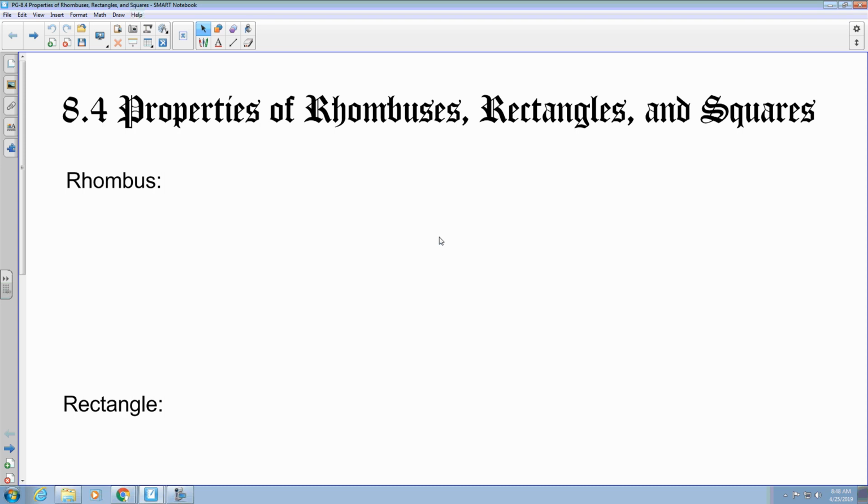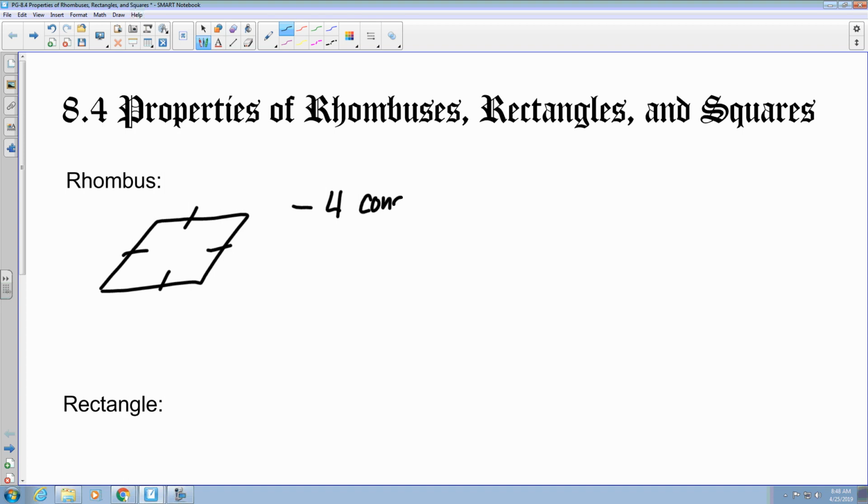So looking at a rhombus, just a quick drawing, usually people make it look like a parallelogram. One of the first characteristics that it has is four congruent sides. That is different from the parallelogram. We know that a rhombus doesn't have any 90-degree angles, or else it would be a square.